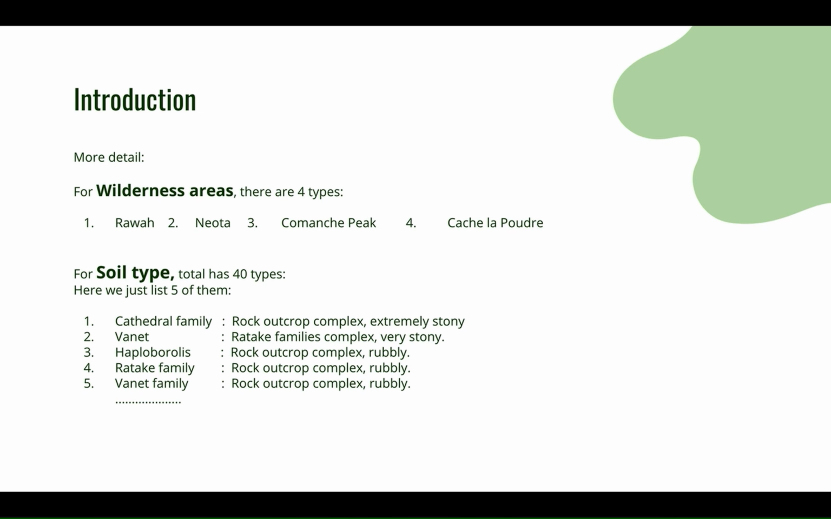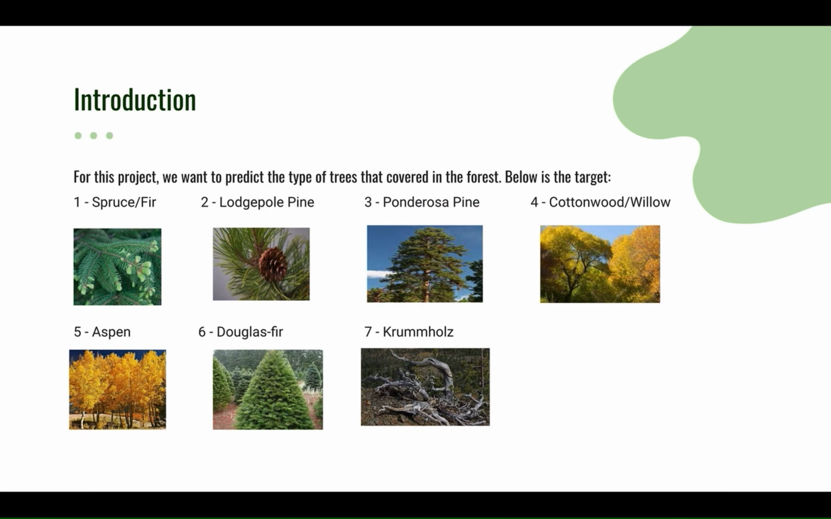Furthermore, wilderness area has 4 different types, and the soil types total 40 types. Since it has too many different types, here we just list 5 of them. The photo here shows that we have 7 different kinds of cover type, and that is what we're going to predict in our model.